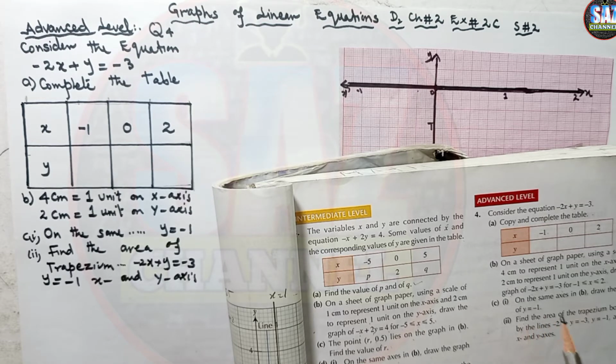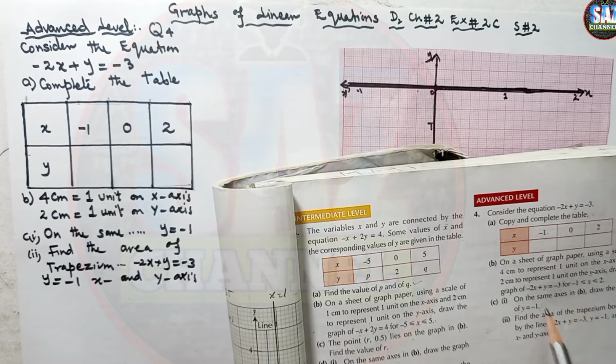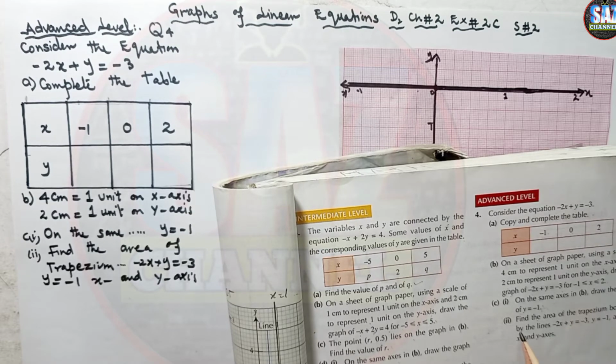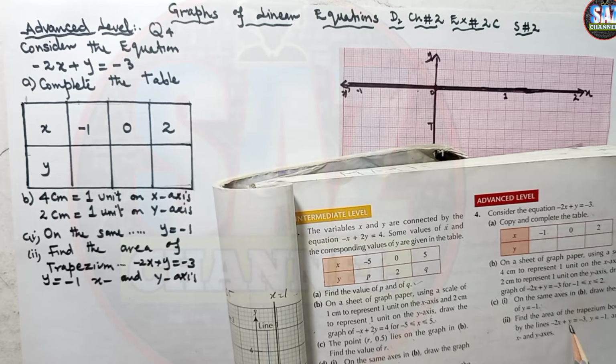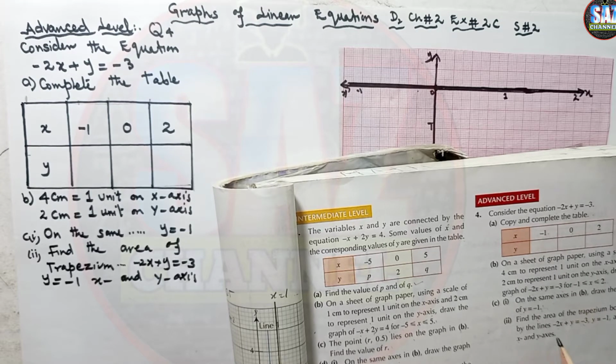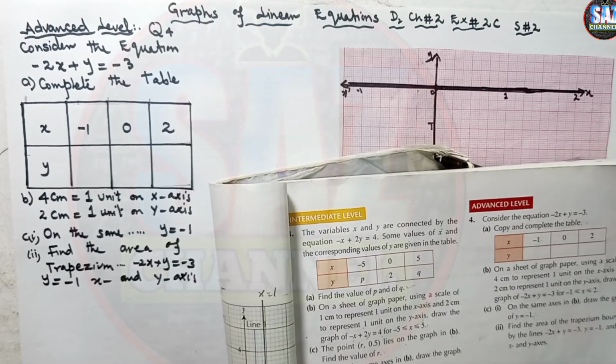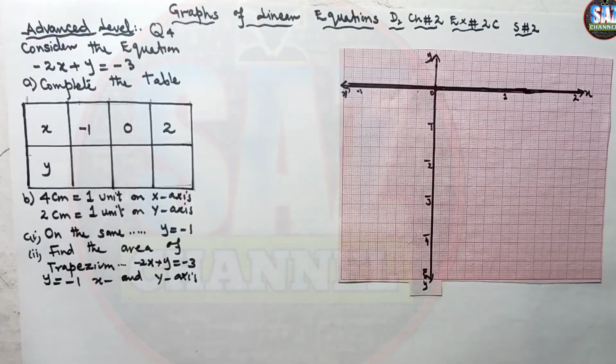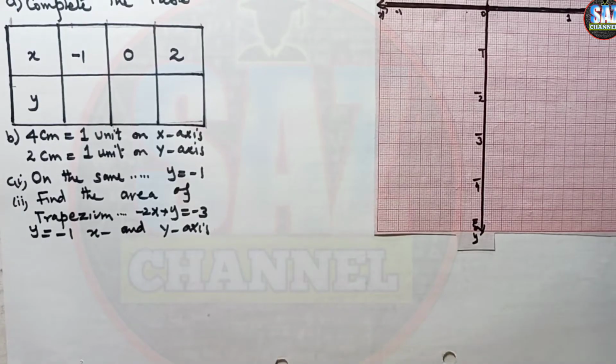The next part says on the same axis, draw the graph of y is equal to minus 1. Recall the previous lesson: what type of line is y equal to minus 1, either horizontal or vertical? You should have a clear concept of horizontal, vertical and non-vertical lines. Then find the area of the trapezium bounded by the line minus 2x plus y equals minus 3 and y equals minus 1 and x-axis and y-axis. Let's move to the solution of the question, and the first task is the completion of the table.